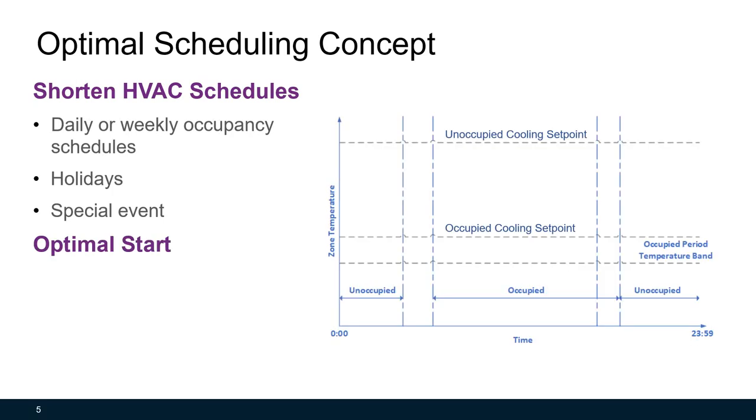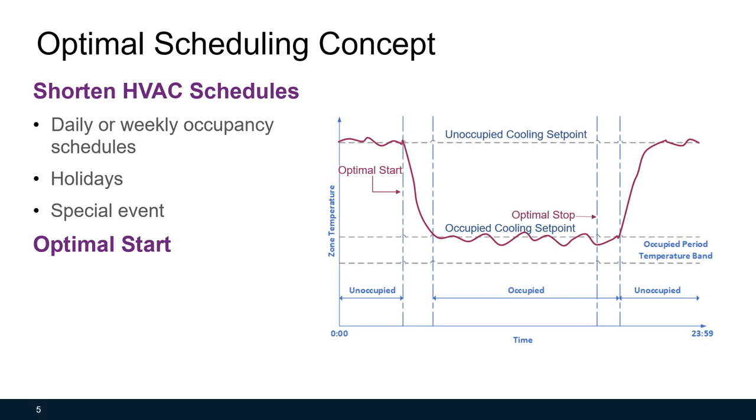Optimal start is a slightly more complicated concept, so I will use a chart to explain. This chart shows the zone temperature and heating and cooling set points in occupied and unoccupied periods during a 24-hour period. This represents a hot summer situation, so we're focusing on cooling set point. You can see the unoccupied period set point is much higher than the occupied period, indicating it's a hot summer night. The magenta color curve represents the zone temperature in the 24-hour period.